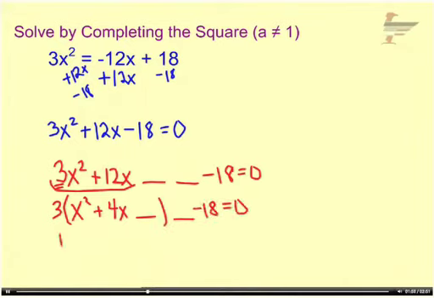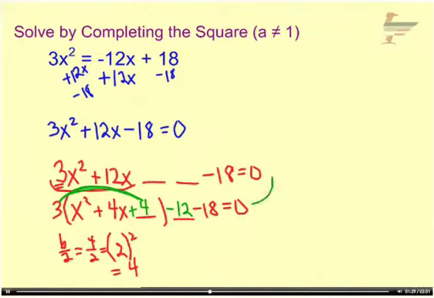Our b is a 4, so 4 divided by 2 equals 2. We're going to want to square that, and that gives us a 4. So we add 4 here. We have to counterbalance, but here's the trick with this one. When we add 4, really, it's like we're adding 4 times 3, which is 12. Counterbalancing a 12 means we would subtract 12 right here.